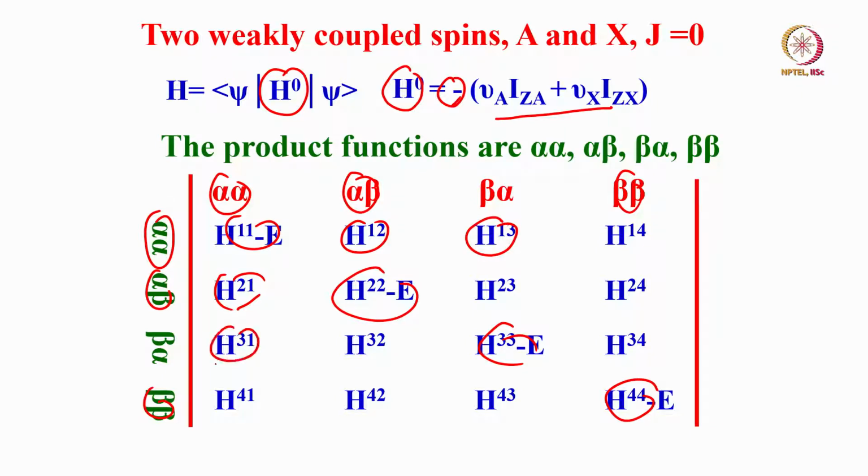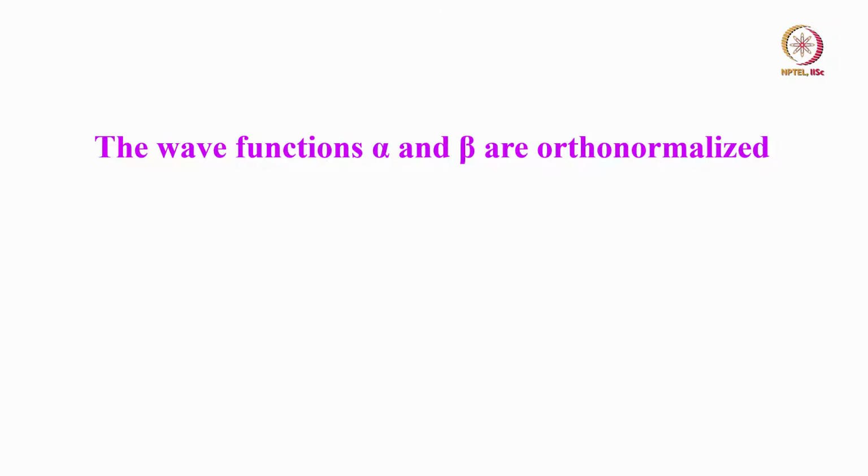So, we have to consider only 4 diagonal elements, and of the remaining, we are left with 6 alternate elements I have to calculate. Let us do that. So, wave functions alpha and beta: one important thing you should know is that they are orthonormalized.